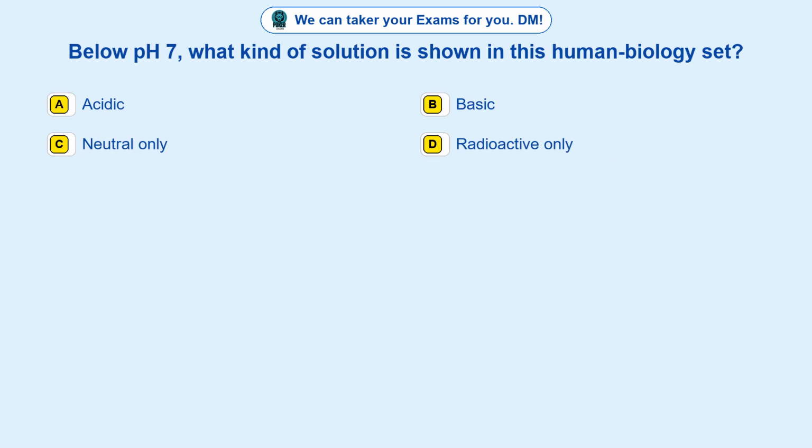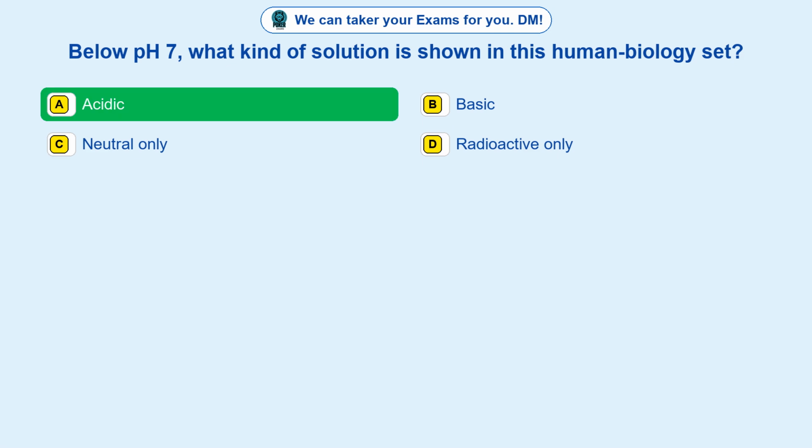Question 35. Below pH 7, what kind of solution is shown in this human biology set? Option A, acidic. Option B, basic. Option C, neutral only. Option D, radioactive only.